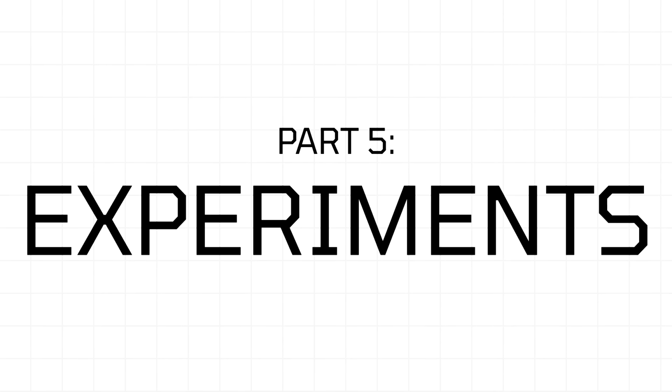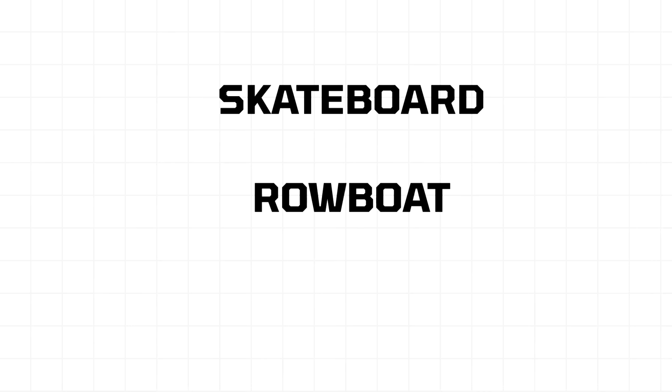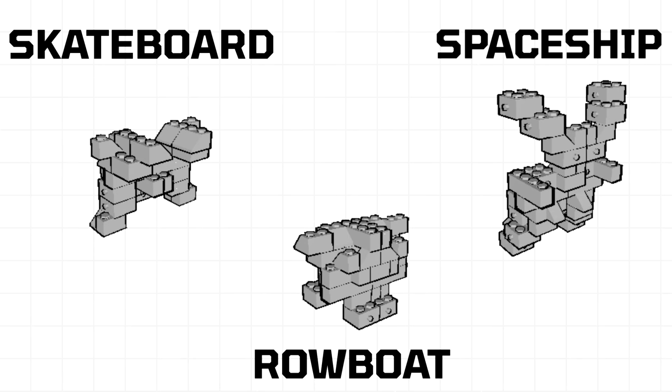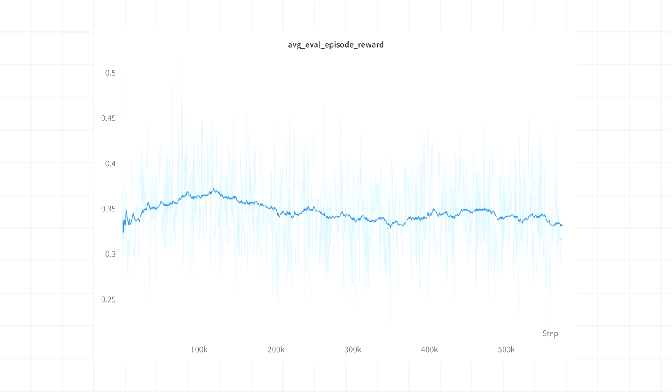We'll start out easy with 3 classes: skateboard, rowboat, and spaceship. Oh no, these models are bad. But even worse, our network is failing to figure out how to optimize this problem. This graph shows the reward our network was able to get over the course of training. As you can see, it peaks close to the start, but it's downhill from there. We'll try to fix the second problem and hope that fixes the first.